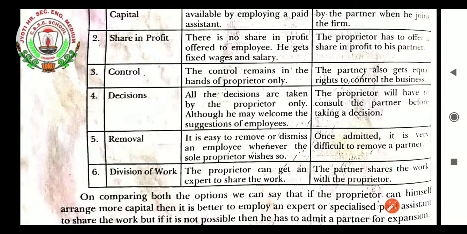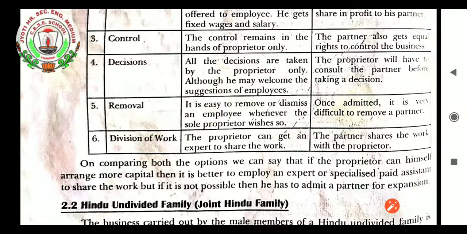Control. By employing a paid assistant, we don't have to divide the control between two people. The control remains in the hand of the owner, the proprietor. When we admit a partner, the whole control of the business divides between two people, the owner and the next person who came as a partner. Decisions. All decisions are taken by the proprietor only, although he may welcome suggestions from employees. The proprietor will have to consult the partner before taking decisions.